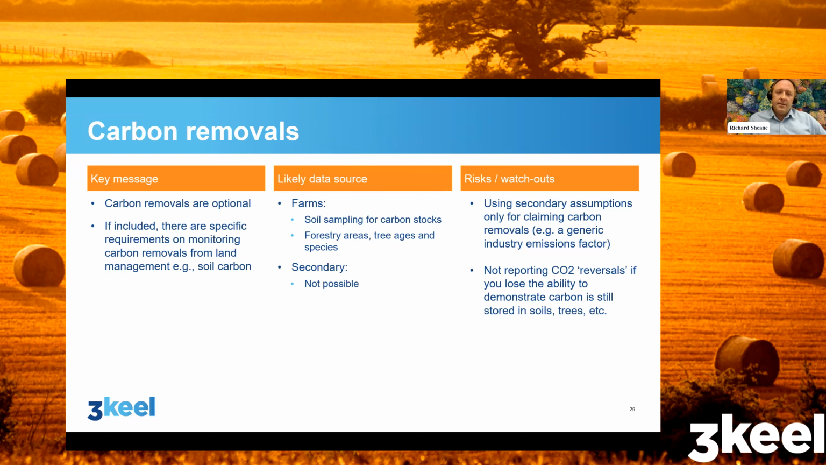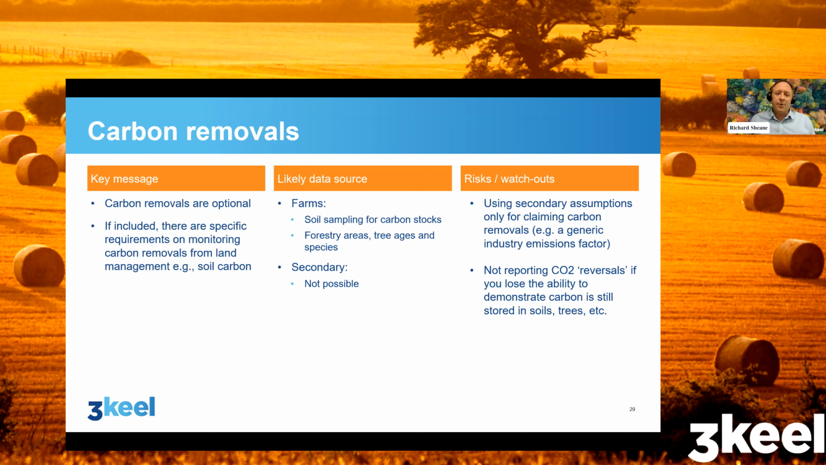So the key risk here is that you use a secondary source emissions factor for a tree crop, say, and it's got a hefty negative in it, doesn't use any of the accounting requirements that are set out in the sector guidance, and you say, oh, look, this is massive negative, whereas it's maybe an industry average from 10 years ago.